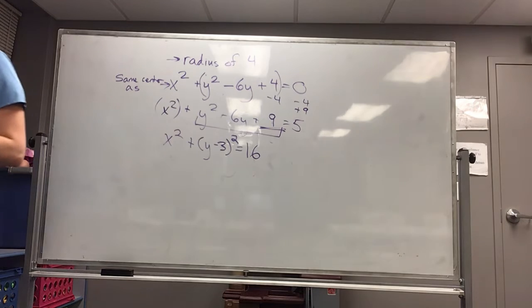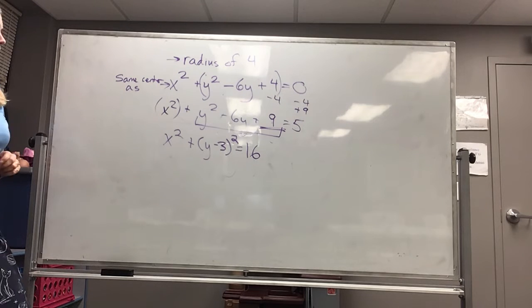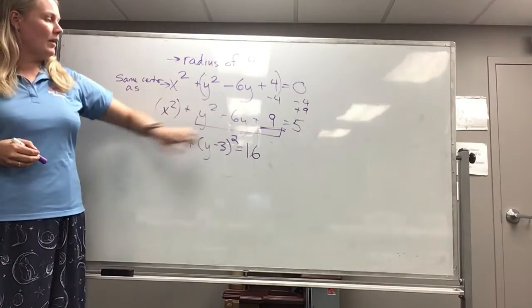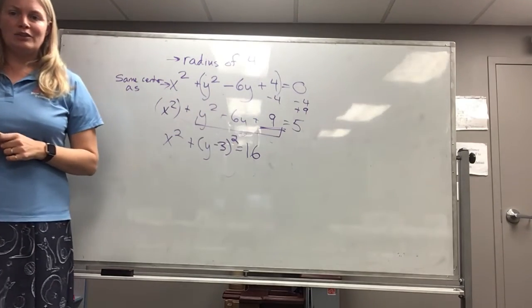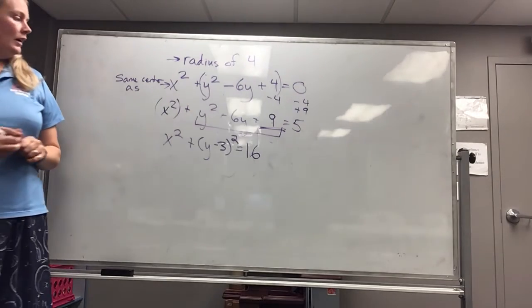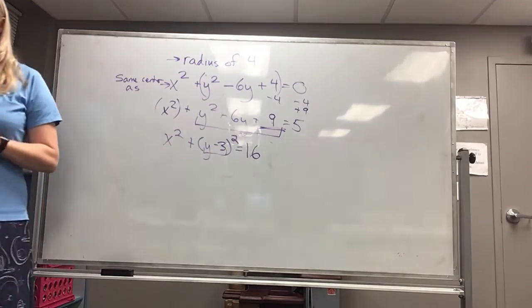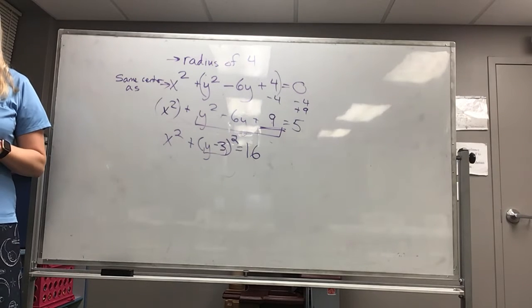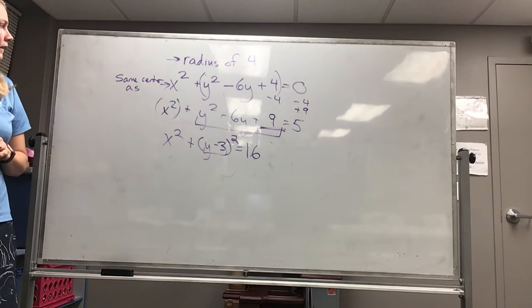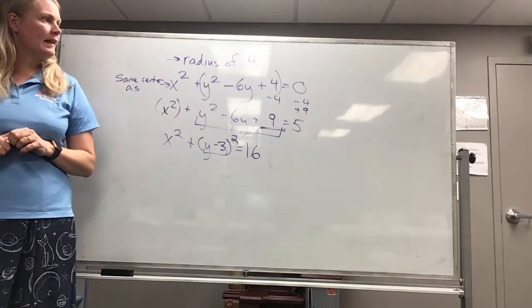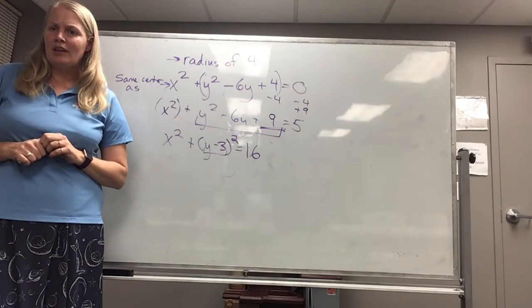I swear there's problems other than radius of 4, but apparently the book just really likes them because it showed up a lot. And so the trickiest thing about this one was knowing that you had to complete the square in order to be able to find the y-coordinate of that radius. So that was pretty much it.